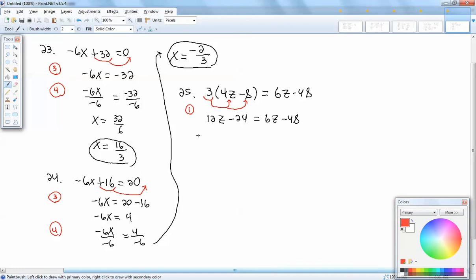Step 2, get rid of fractions. Don't have any. Step 3, get everything with a z on one side, numbers on the other. So I'll take this 6z and move it to the left side. I'll take this negative 24 and move it to the right side.